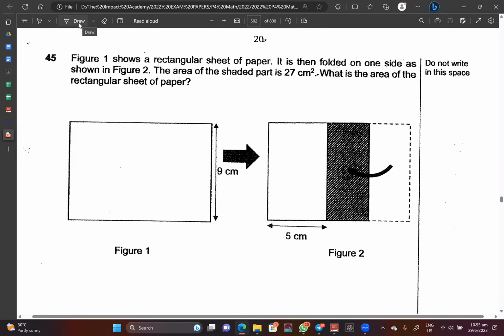Hi everyone, today we are looking at a question like this. As you can see over here, it says that figure 1 shows a rectangular sheet of paper. So this is figure 1. It is then folded on one side as shown in figure 2.